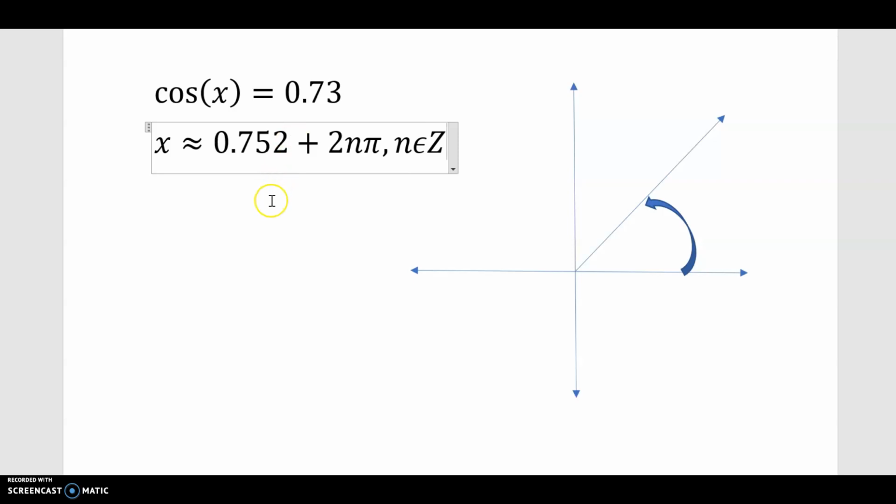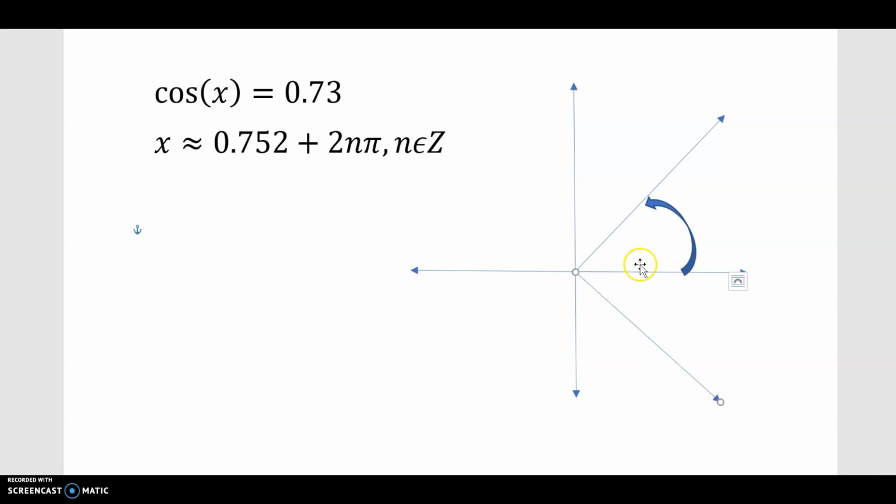Yes, but here's the thing, that's only one solution. Within one period of cosine, which is 2 pi, there should be 2 incidences where cosine is equal to a positive value like 0.73. So if we think back to the unit circle, we know cosine is positive in the first and the fourth quadrant, which means I'm looking for an angle that's going to be in the fourth quadrant.